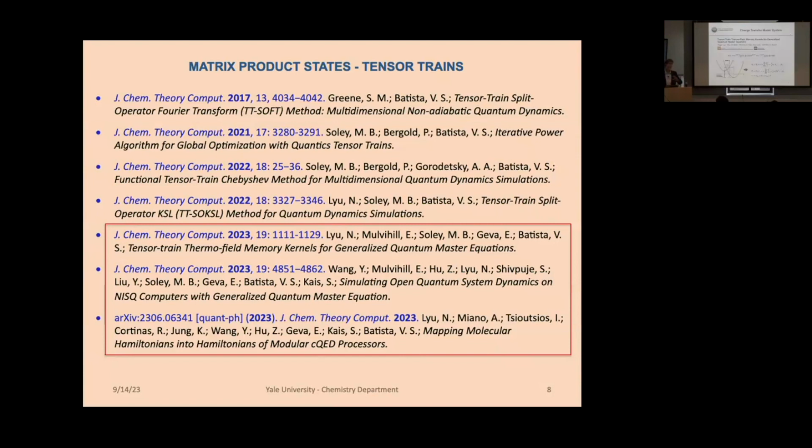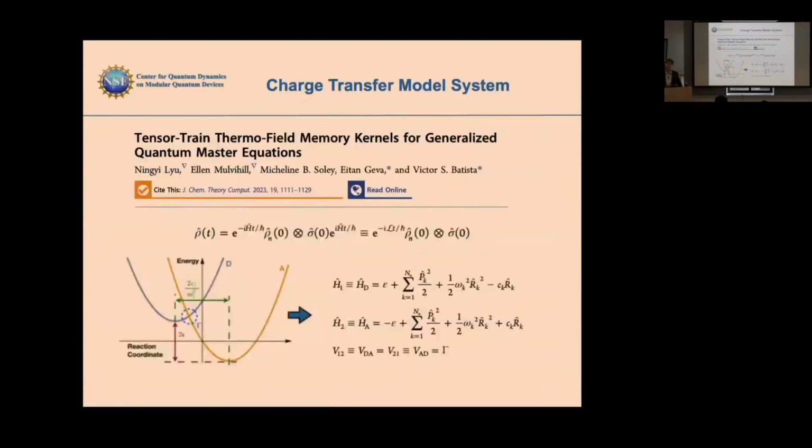And I give you a very simple description of what the talk is about. Essentially, the first paper is this use of tensor train thermal field dynamics to compute the memory kernels that are necessary for the integration of the generalized quantum master equation. And the model system that we use is this model of charge transfer, a spin-boson model coupled to 60 harmonic degrees of freedom of the bath with this Hamiltonian.